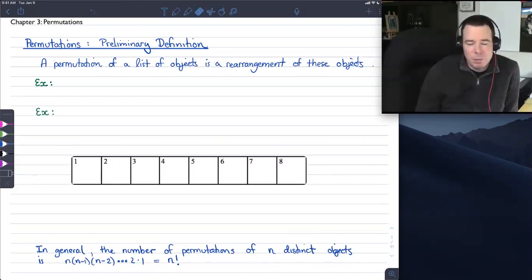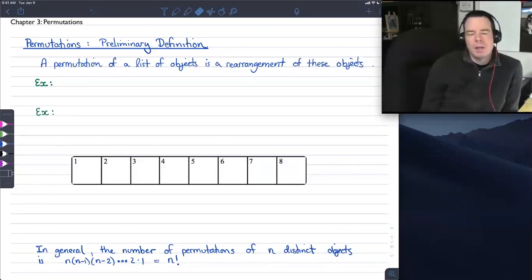And so you may have seen permutations before. Permutation, as the definition says here, is a permutation of a list of objects. It's just some rearrangement of these objects. So you may have used the word permutation as a synonym for rearrangement. In other words, they're meaning the same thing, rearrangement versus permutation. They're just two words to define the same thing.